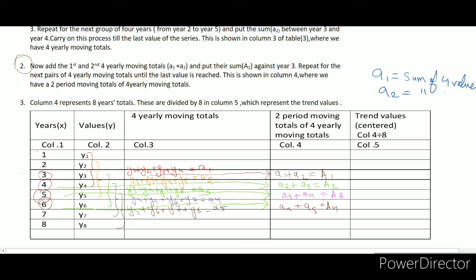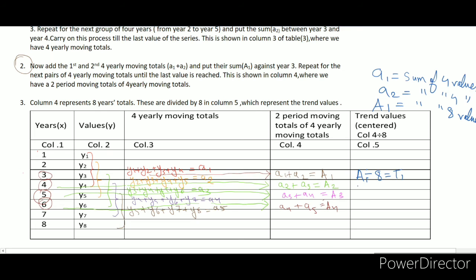A2 is also a sum of 4 values. See, A1 is y1, y2, y3, y4. A2 is y2, y3, y4, y5. So 4 plus 4 is 8. So when you add them together, this capital A1, which is a sum of small a1 and small a2, becomes a sum of 8 values. Okay, so average is nothing but the total divided by the number of observations, which is 8 in this case. So your trend value will be the values obtained in column 4 divided by 8.